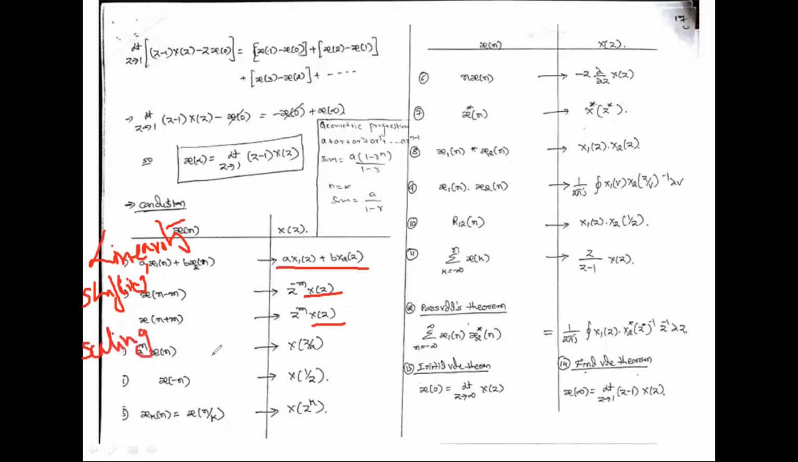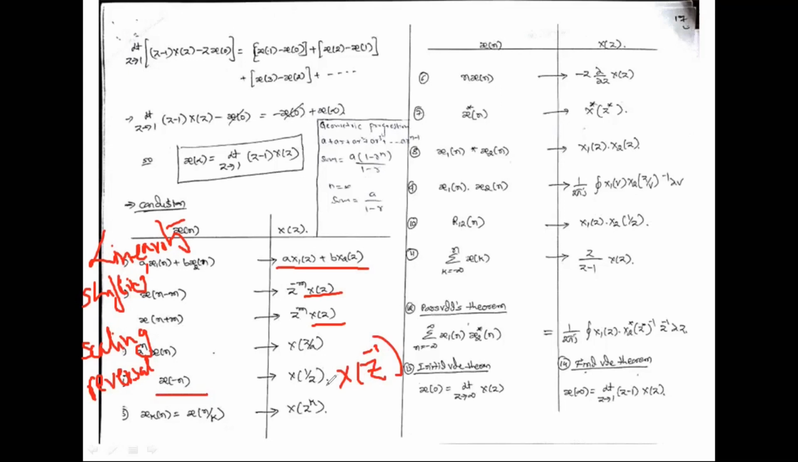Scaling in the z domain. A power n times x of n gives x of z by a, or we can also write it as 1 by a into x of z. The 1 by a is a scaling in the z domain. And this one is the time reversal property. Time reversal property: x of minus n gives x of z inverse, or x of 1 by z.